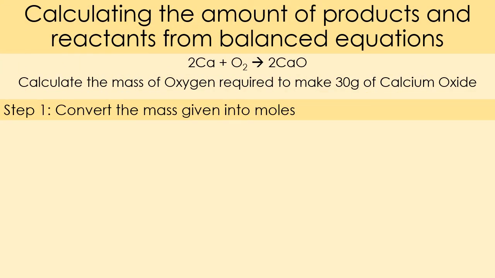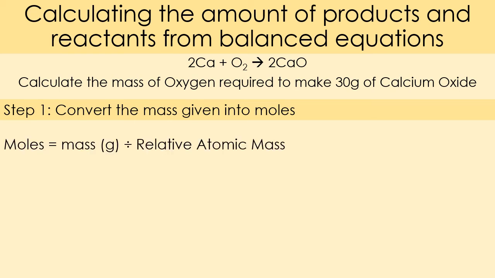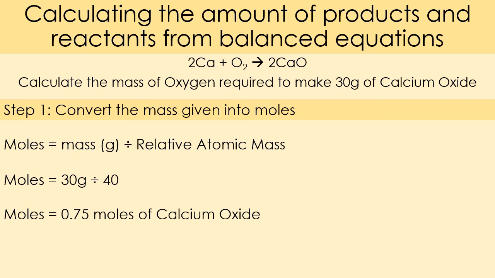So step 1, we're going to convert the mass into moles. We'll use our equation, moles equals mass divided by relative atomic mass. And this is the relative atomic mass of our calcium oxide, because they've given us the mass of that. So we'll do 30 grams, which is our mass, divided by 40, which is our relative mass of calcium oxide, the mass of calcium plus the mass of oxygen, and we get 0.75 moles of calcium oxide. We're going to keep that 0.75 moles and remember it for our step 2.